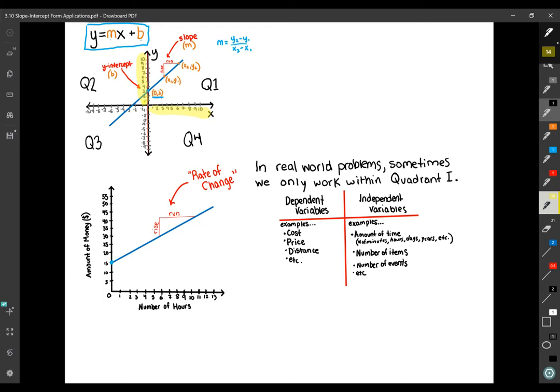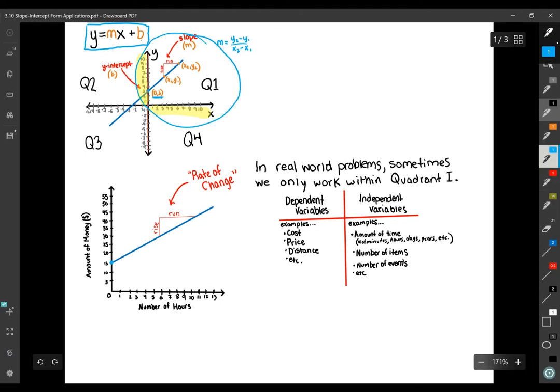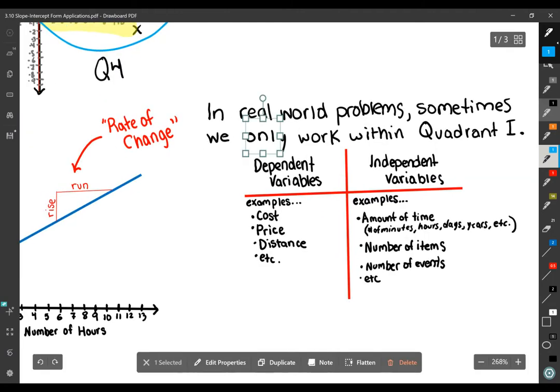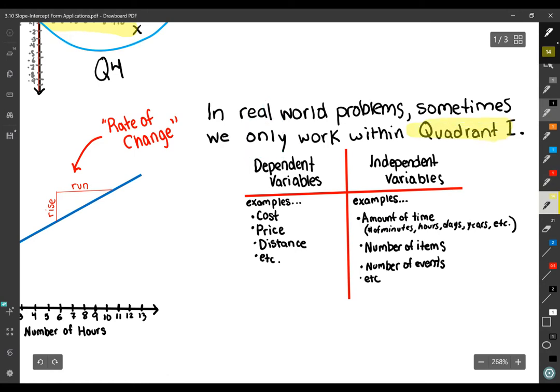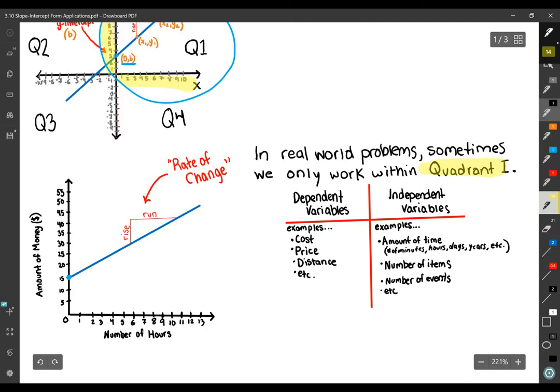It's like we're only taking a screenshot of this part of the graph, right? That little top corner. Okay. So again, like I said, in real world problems, sometimes we only work within quadrant 1. Okay. So before we get started, I want to talk about a few things.